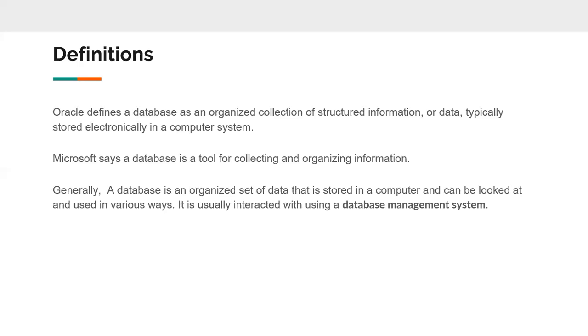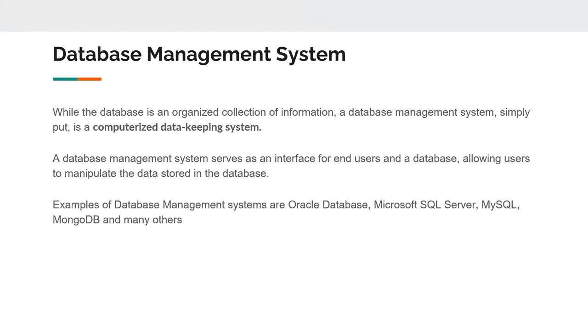What is a database management system? It's just software that assists in organizing a collection of structured information or data and storing it electronically in a system. That is a definition from Oracle. Microsoft says a database is a tool for collecting and organizing information. So, database management system.